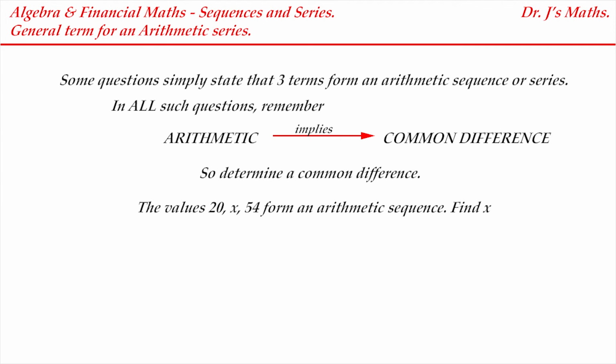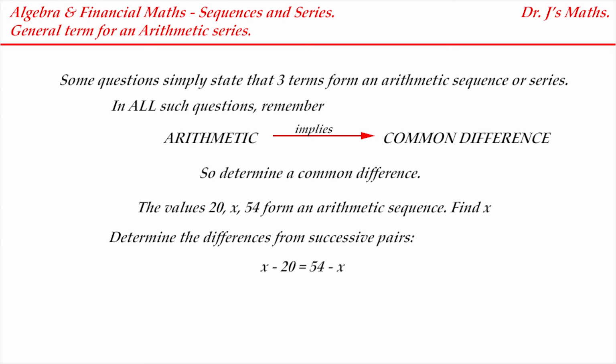For example, they might say the values 20, x and 54 form an arithmetic sequence. Find x. Oh, where do we start? We start with the difference and we determine the differences from successive pairs. So our first difference that we can see is x minus 20. The second difference is 54 minus x. We know that those two differences are the same because it's an arithmetic sequence. So equate them. Tidy up. 2x is equal to 74, x is equal to 37. So the middle value between those is 37.